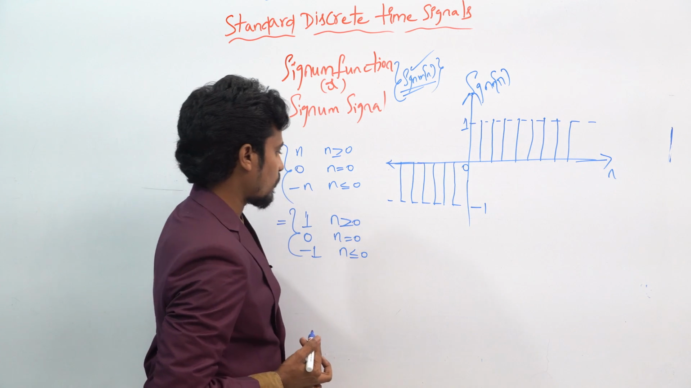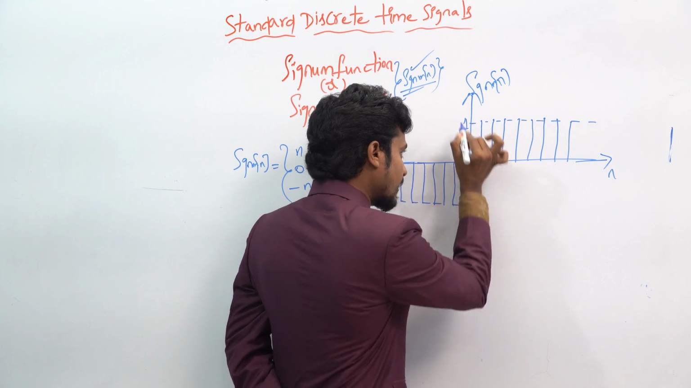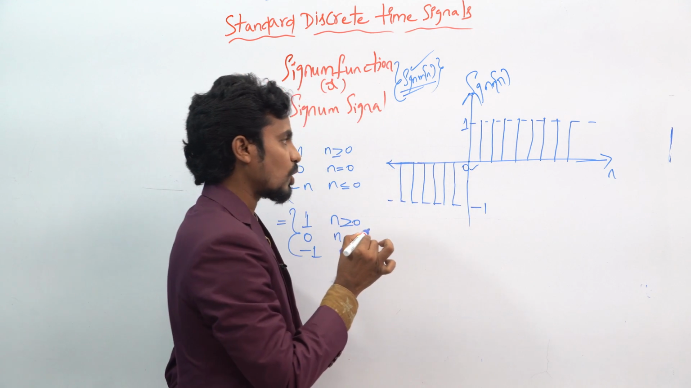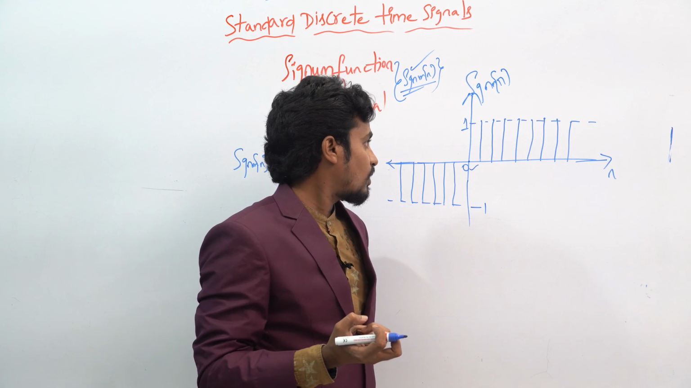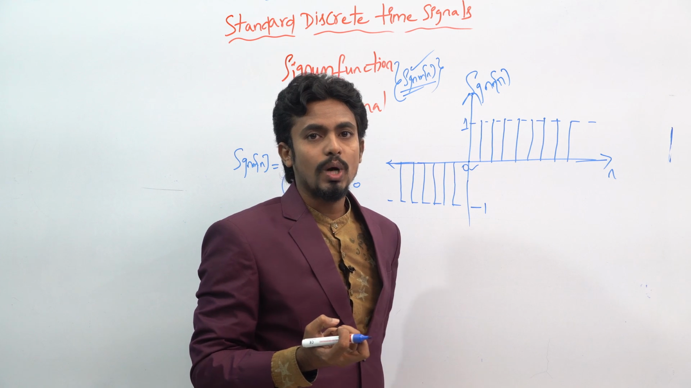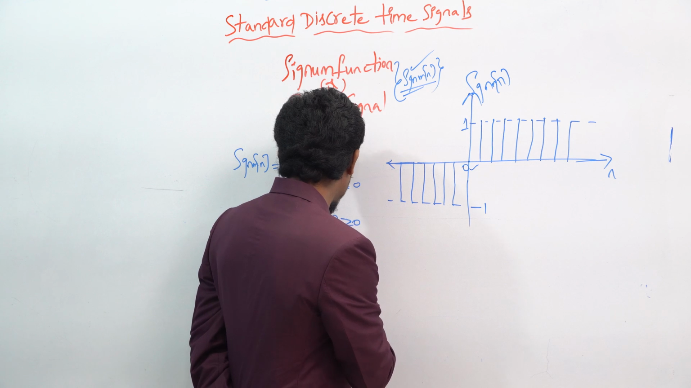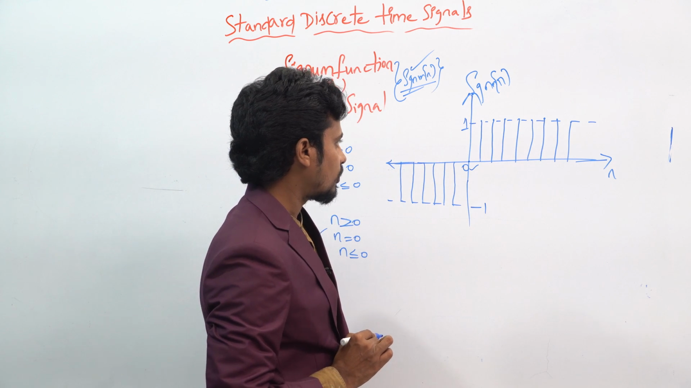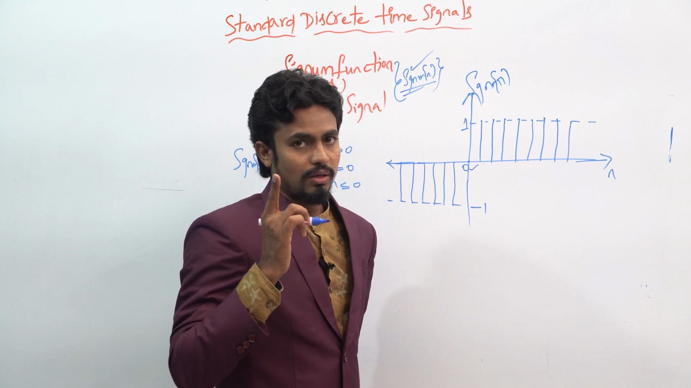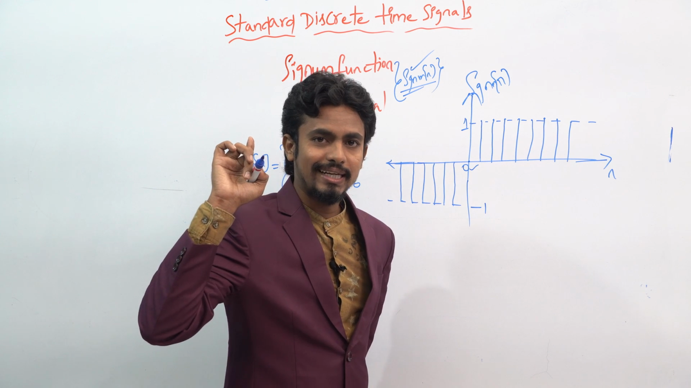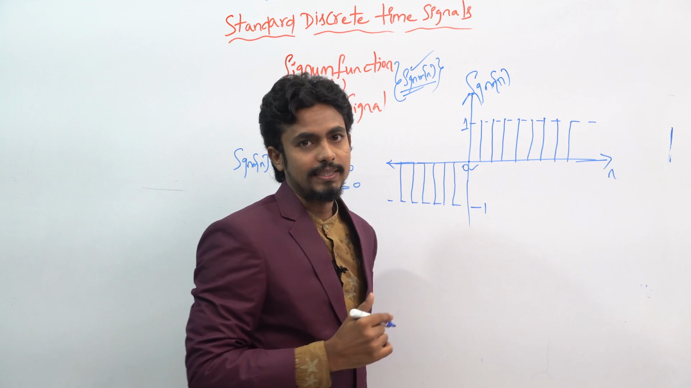So you can observe one thing. At n equal to 0, you will get a discontinuity. You can't solve the discontinuity. If you want to solve the discontinuity, what you have to do? You just have to apply the Gibbs phenomenon. There you will get the answer as 0. If you don't understand what is meant by Gibbs phenomenon, it is there in the standard continuous time signals for the signum function, you can see there.